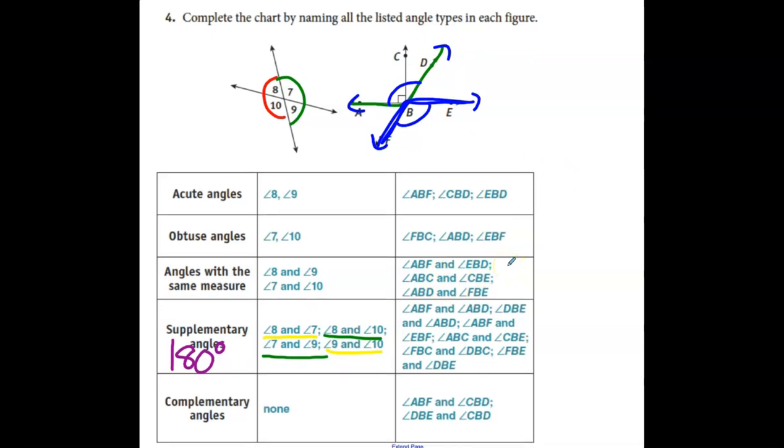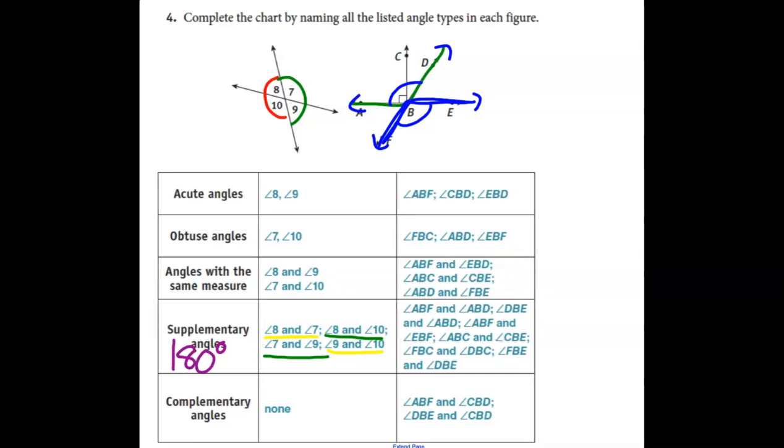But we're going to move on to supplementary now. And so again, supplementary means adds up to 180. And so I just need an acute angle and an obtuse angle to get that 180. So one example is ABF, which is right here, and then ABD, which is right here. They make this straight line right there. Okay? So that's one example of a supplementary angle.